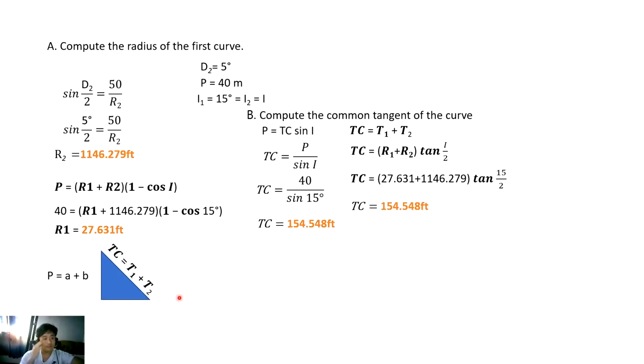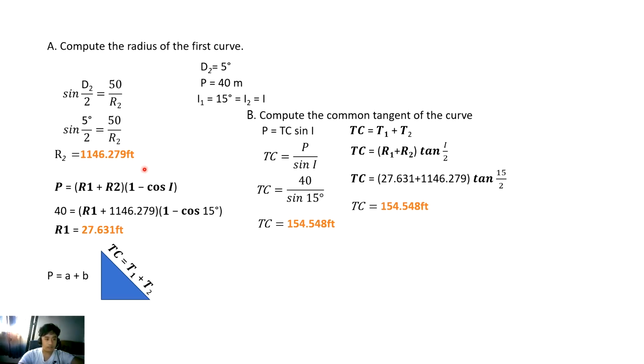So, dito, para ma-compute naman yung first curve, gagamitin natin yung sin d2 over 2 equals to 50 over r2. So, kung mapapansin nyo, hindi ko na ginawang 10 times 5, pero dun siya nakuha, kaya siya naging 50, dahil sa 10 times 5. Okay, substitute lang natin. Ang D natin ay 5 degree, so substitute. Then, input sa calculator and we'll get R2 equals to 1,146.279 feet.